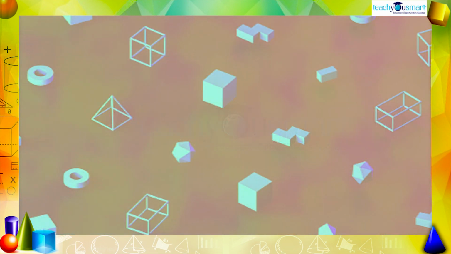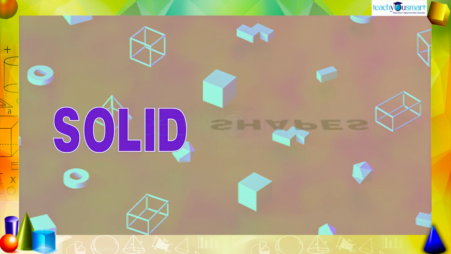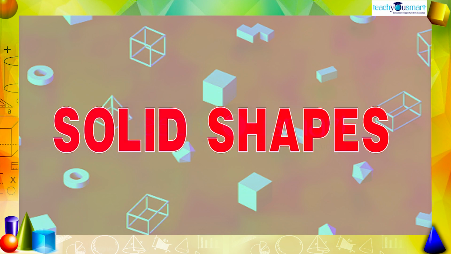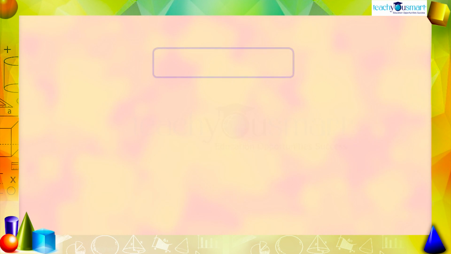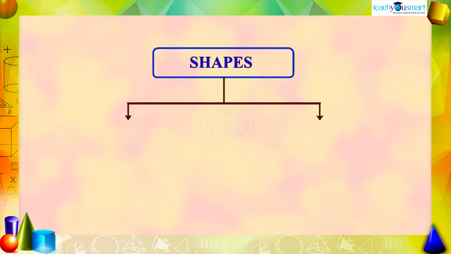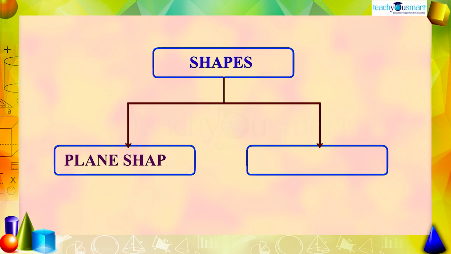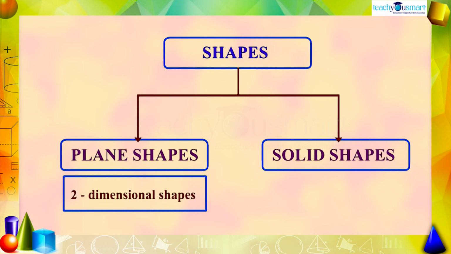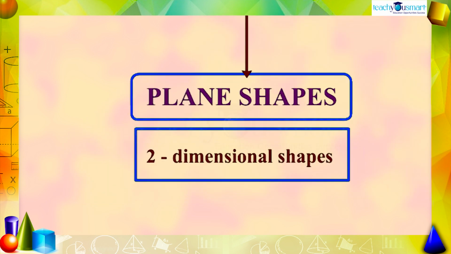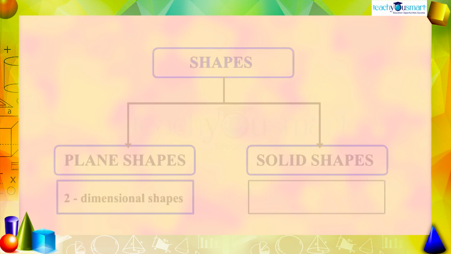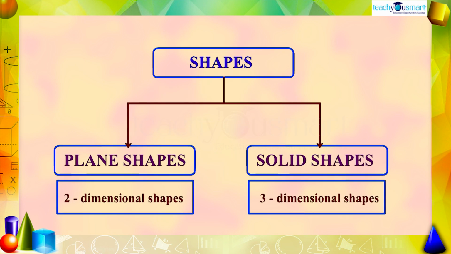Today we are going to open up a new topic, solid shapes. As we all know, shapes are of two types, plane shapes and solid shapes. What is a plane shape and a solid shape? Plane shapes are two-dimensional shapes, and solid shapes are three-dimensional shapes.